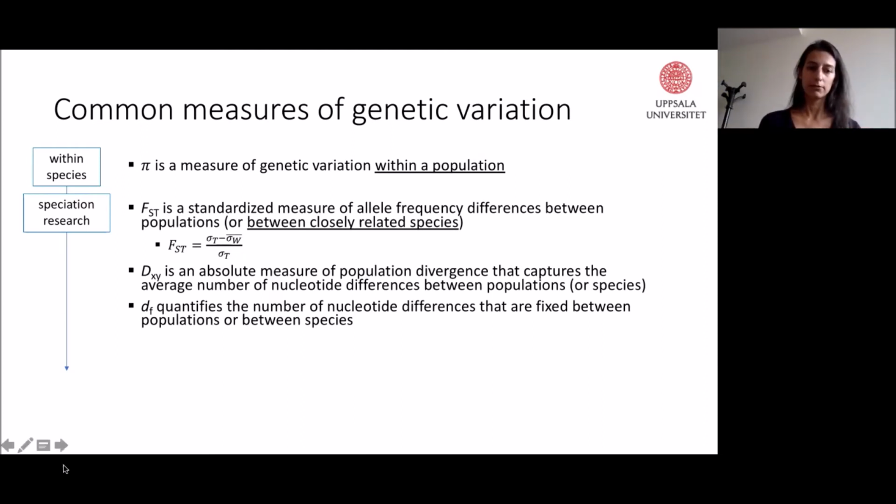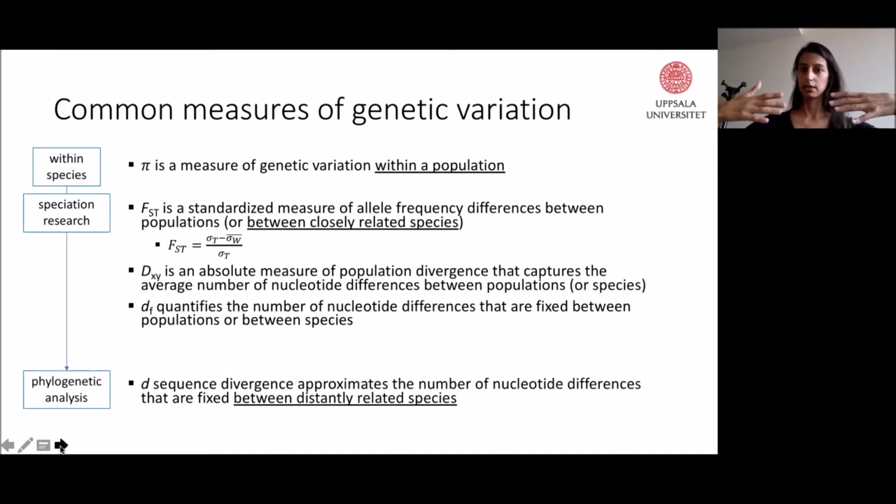Then at the very end of this timeline, we will find phylogenetic analysis. In phylogenetic analysis, we usually estimate sequence divergence. And in order to be able to relate the phylogenetic analysis to the other kind of analysis, we need to actually get an analytical understanding. What is sequence divergence? This is what has interested me over the past years. What is sequence divergence? What are we actually measuring? Now, sequence divergence is an approximation of the number of fixed differences between distantly related species.